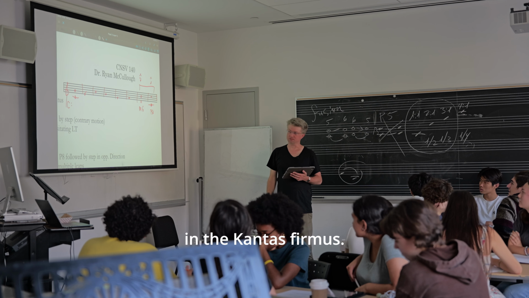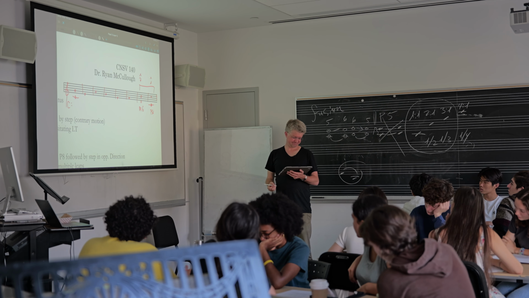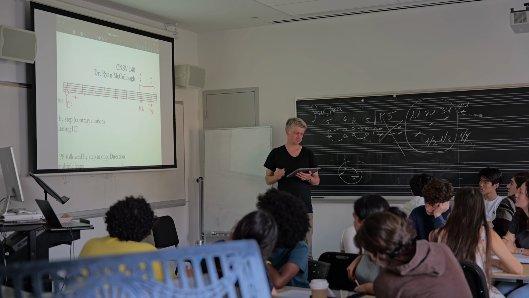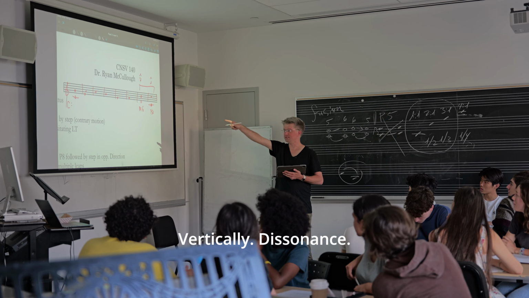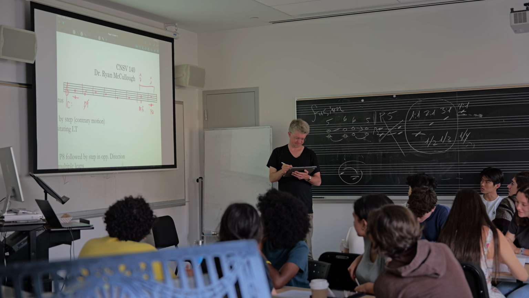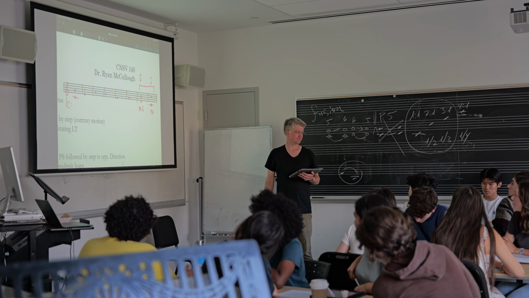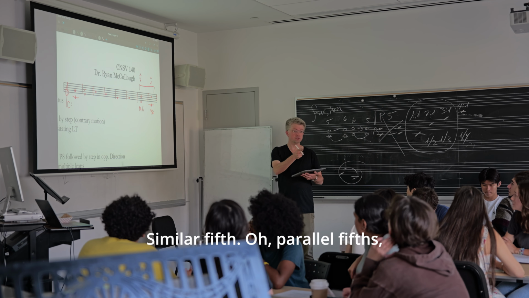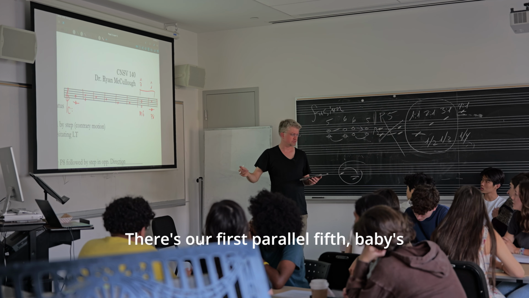Look at the next note in the cantus firmus. C up to D. What interval is A vertically? That's a perfect fourth. Yeah. Dissonance. Perfect fourth is a dissonance. Up to D. C. Can we go to a B? Parallel fifths, exactly. I'm sorry, I was thinking of another interval. Yeah, parallel fifths. There's our first parallel fifth.